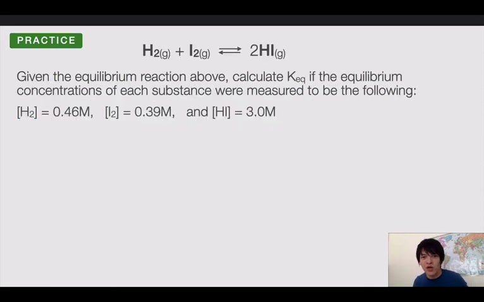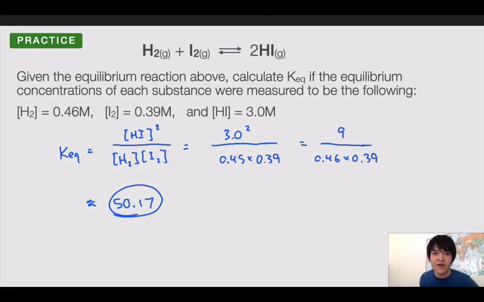And here's your practice problem. I encourage you to pause the video first before you take a look at my answers, but I'm going to show you the answer in 5 seconds. So I got my final answer to be about 50, and that means this equilibrium reaction favors the products a little bit more.